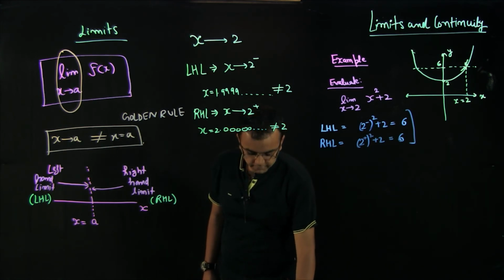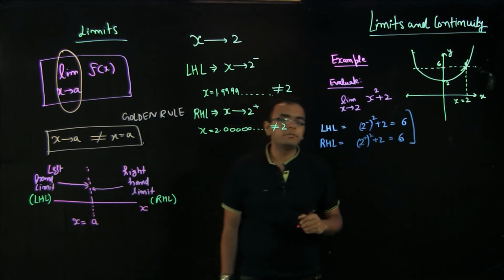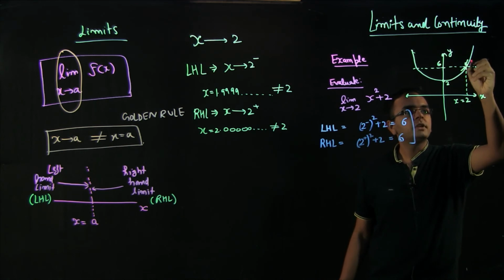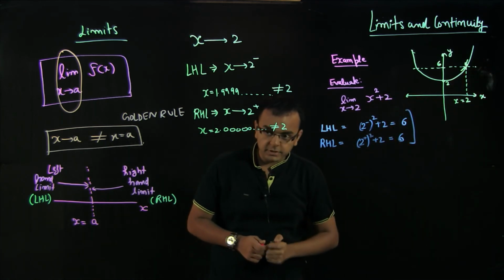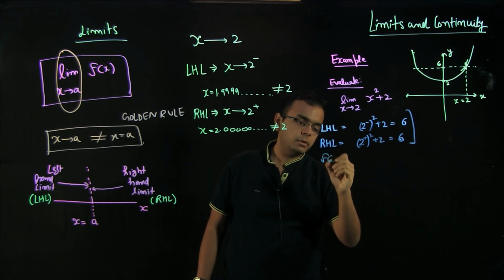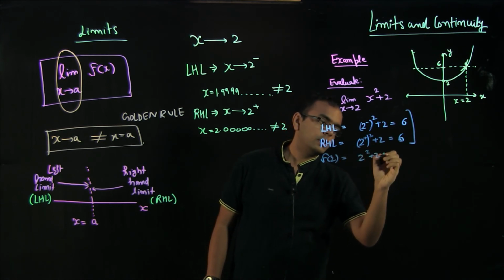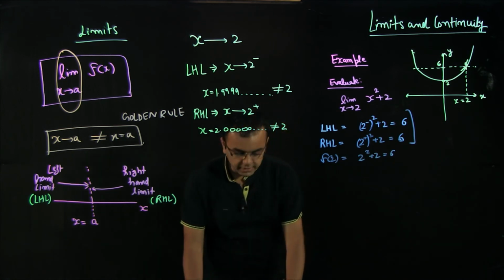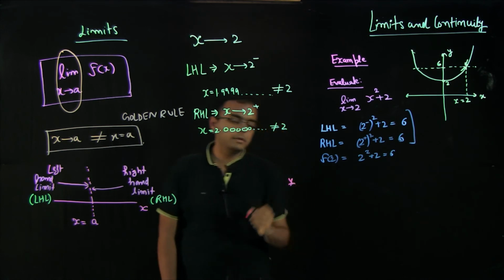Now some definitions here. Let us also evaluate the function value at 2. So the left hand limit and right hand limit are approaching a value of 6 from both sides, and what is the value of the function at x equal to 2? So let us evaluate f(2), and f(2) is also exactly 2 square plus 2, and that is 6. Okay, so there is some definition that I want to go over before, so that we can define a few things.